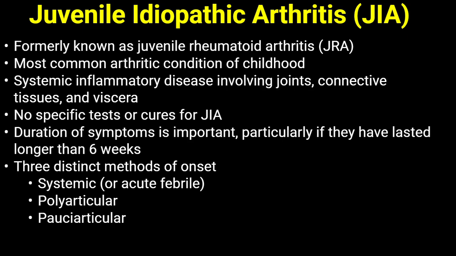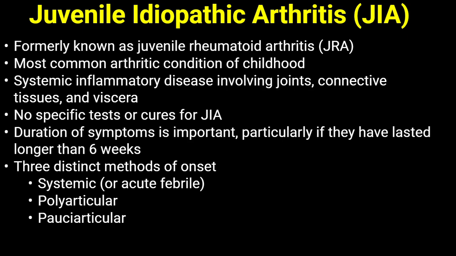The slide mentions that JIA is a systemic inflammatory disease involving the joints, connective tissues, and viscera. The term viscera simply refers to the internal organs. Although many children have disease limited to the joints, some forms of JIA can also affect the eyes, heart, lungs, liver, spleen, and lymph nodes. This is why JIA is considered a systemic autoimmune disease, not simply a joint disorder.